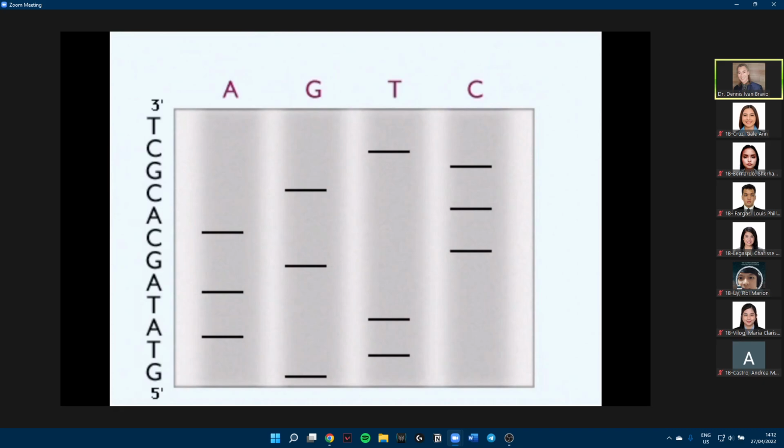Voila. Anyone? How do you figure out the sequence of the template? The answer is very simple. All right, I will not give the answer. I'll just let you figure that out.